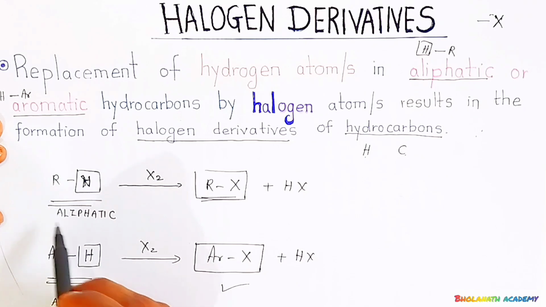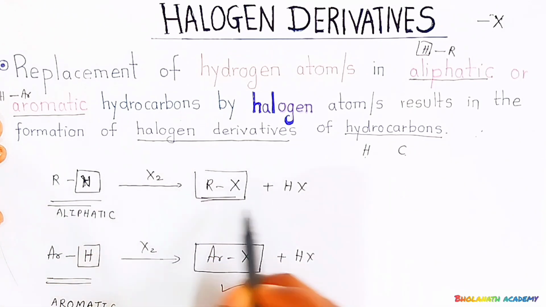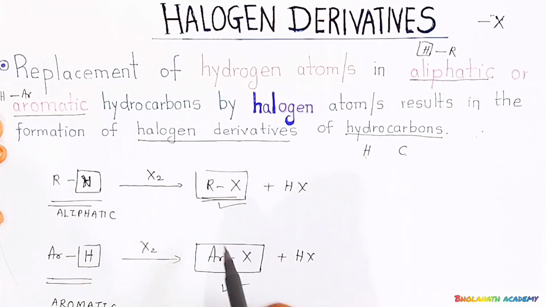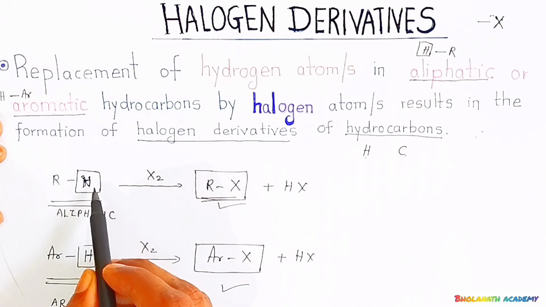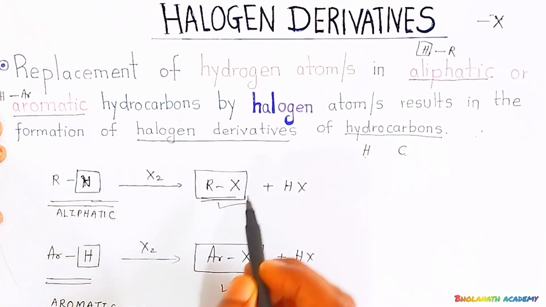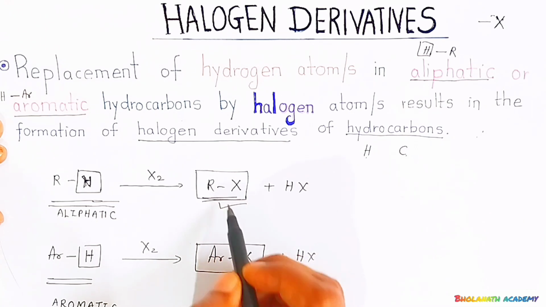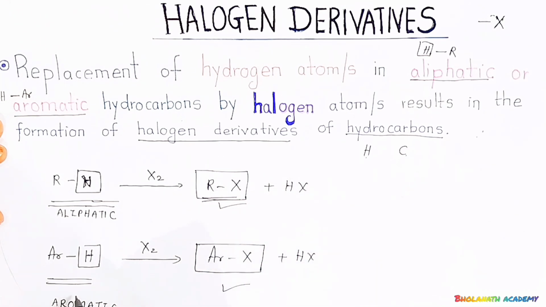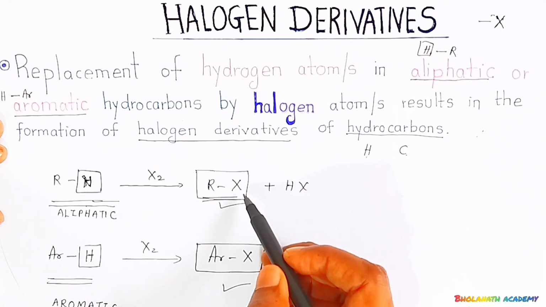Okay students, so if you replace the hydrogen of aliphatic hydrocarbons by halogen atom, the compound is called halogen derivative of aliphatic. Both are hydrocarbons because the compound is made up of hydrogen and carbon. So we are replacing the hydrogen of the aliphatic hydrocarbons with halogen, and the compound obtained is called halogen derivative of aliphatic hydrocarbons. This is the halogen derivative of aromatic hydrocarbons. So this way, students, we are going to find the halogen derivatives.